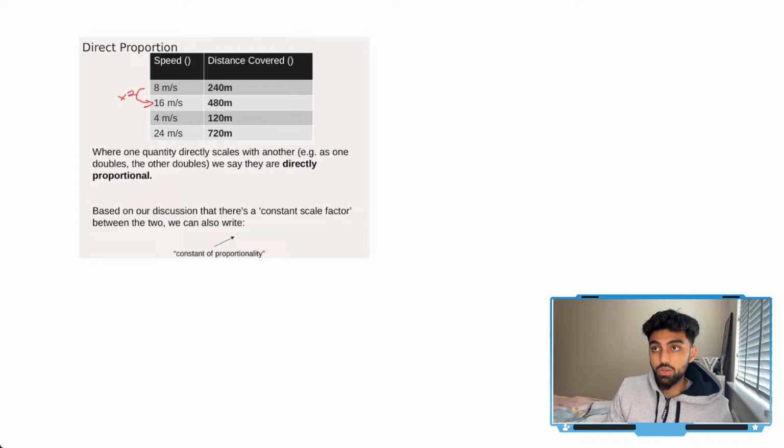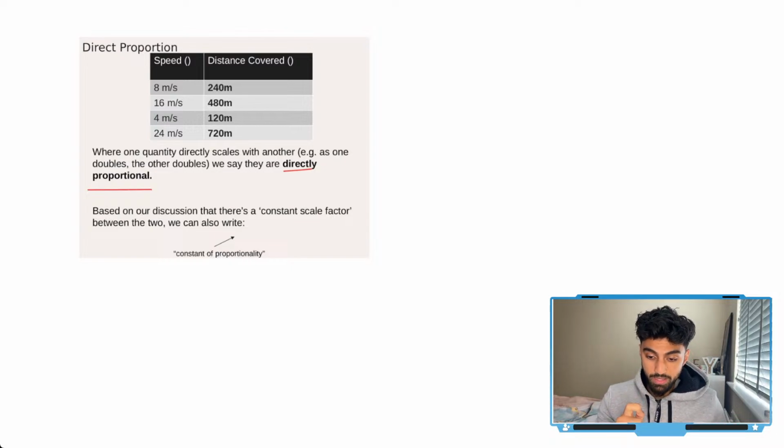We times by 2, and so we do the same here. From here to here, we sort of divided by 2, and so on and so forth. And that is how it works. And the fact that everything is exactly proportional, we call this direct proportion. This is called direct proportion.